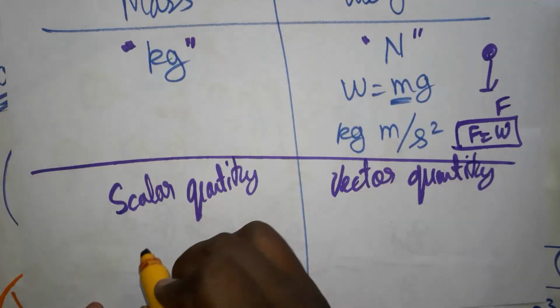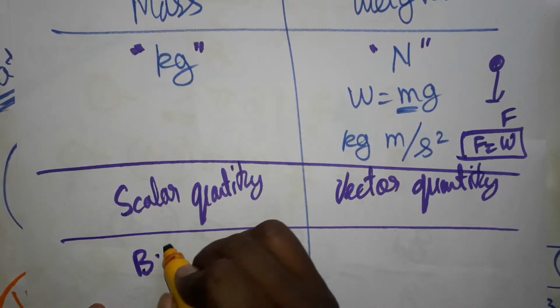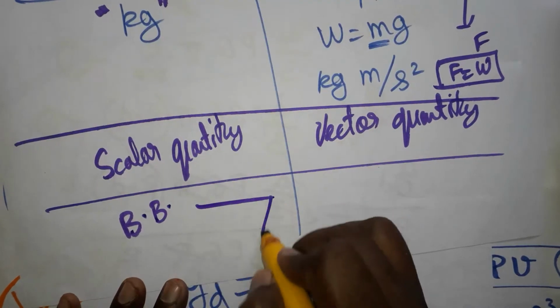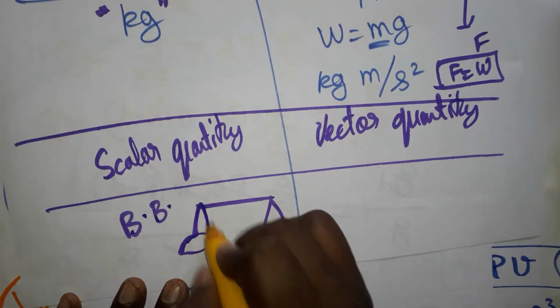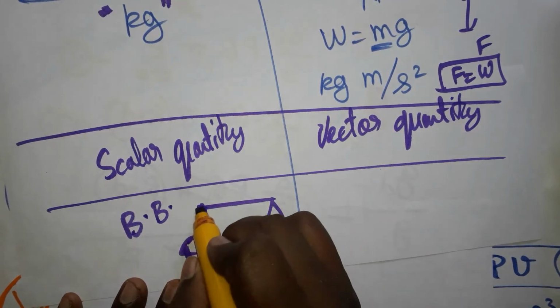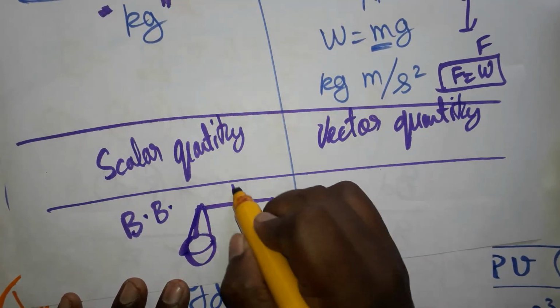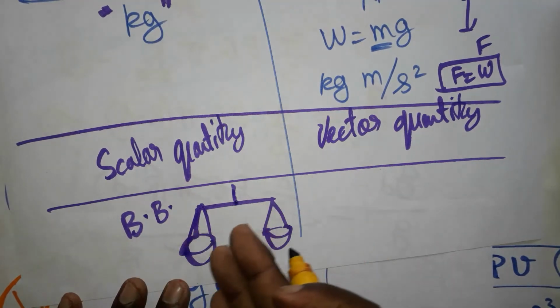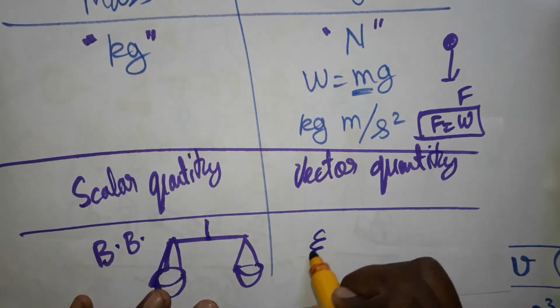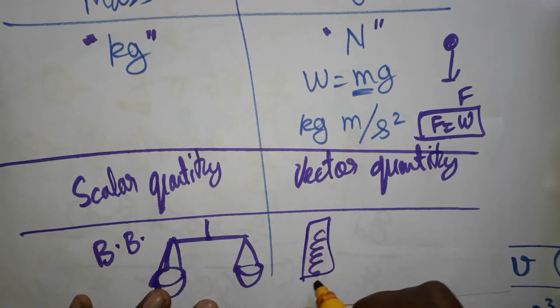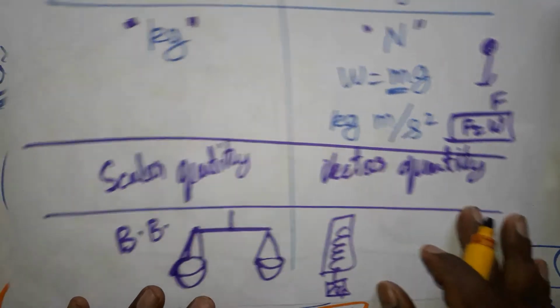Mass is measured by beam balance and physical balance. A beam balance will be like this, and a physical balance also will be like this. The gravity gets cancelled, so using this technique we are only measuring the mass. Usually we can see this in vegetable shops. Weight we can measure using a compression balance or spring balance.